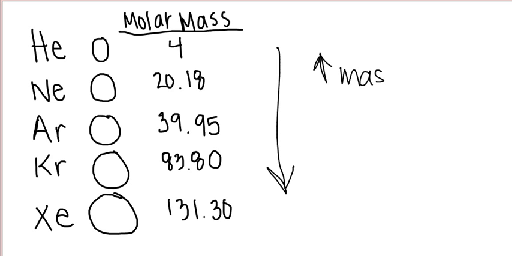So this would mean that the London dispersion forces are larger between molecules that are easily polarized, and weaker between molecules that are not easily polarized. So as you move down the table, these are easily polarized.